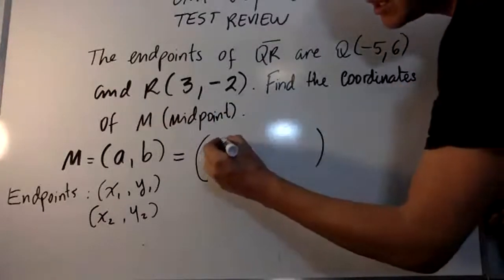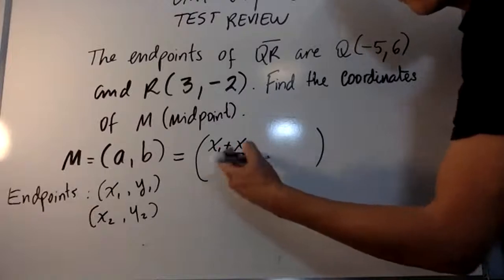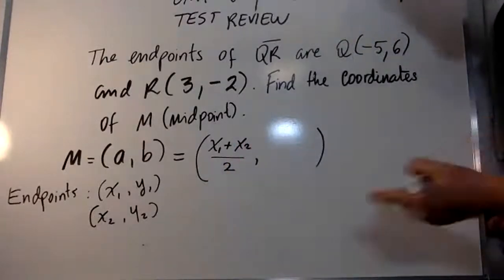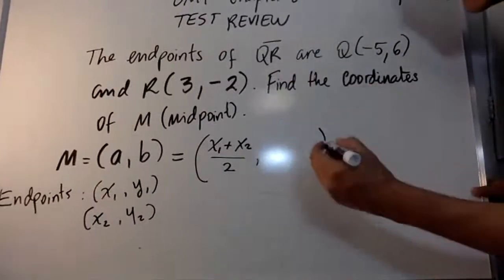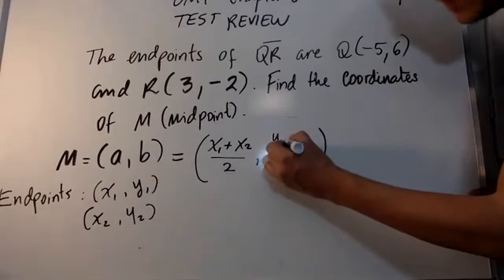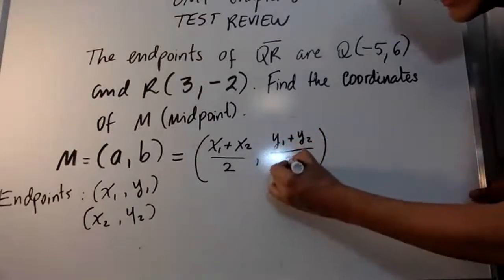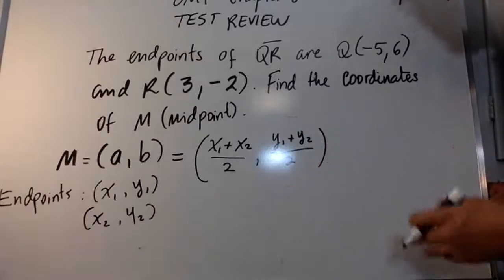We take the x values of each point, we add them, and then we divide by 2. And we do the same thing with the y values. That is, I take the y value of the first and the y value of the second point, and I add them and divide by 2. That's it.